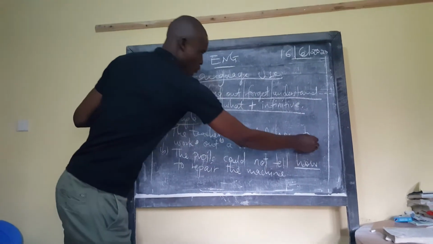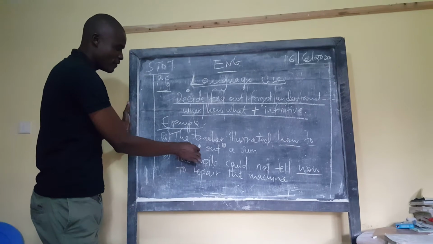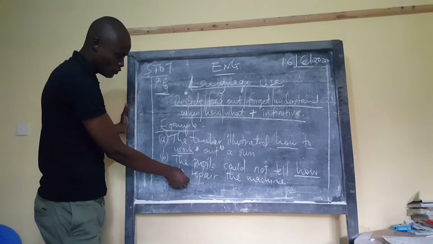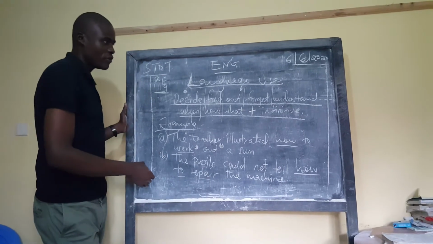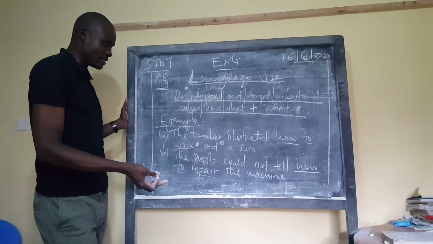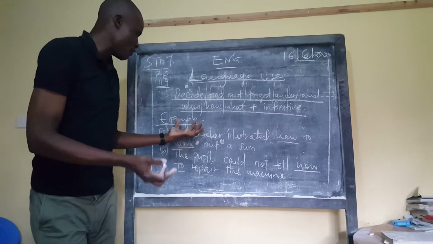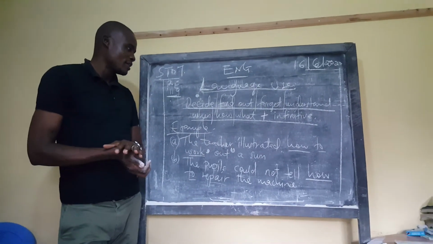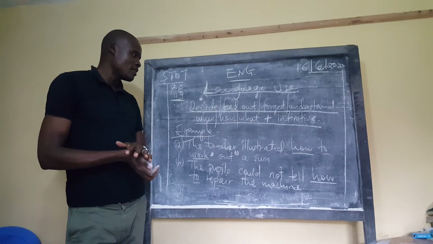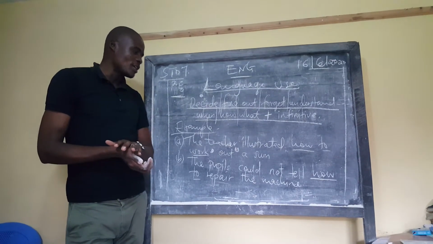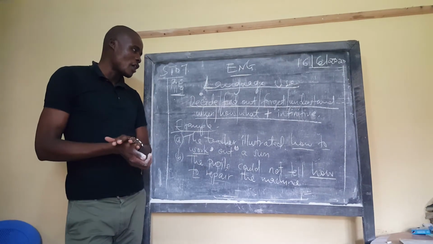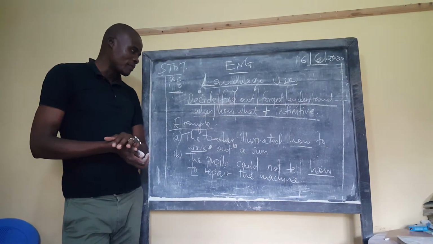So after to, we are going to put an infinitive, work. We can't talk of worked here. Even here, after to, we have repair. You can't have to repaired. So this thing is very simple. Let's look at this first example. The teacher illustrated how to work out a sum.